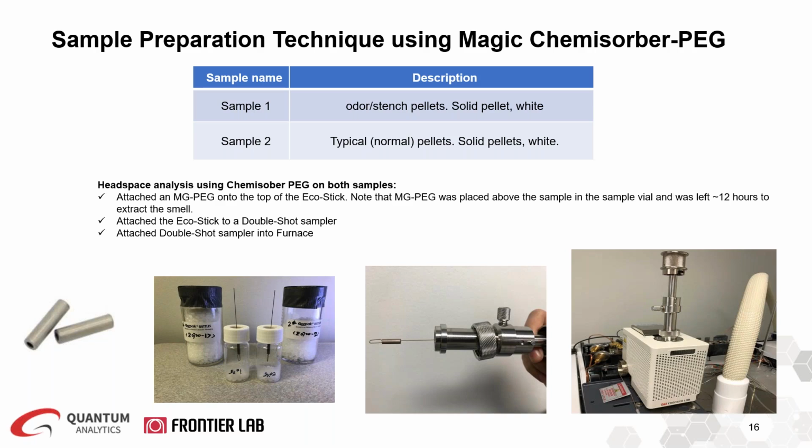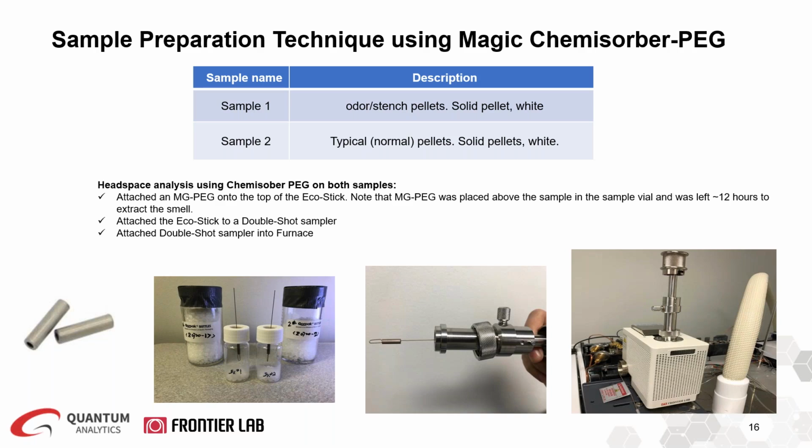But also keep in mind that you could use it for other sampling methods, such as direct immersion in liquid phase or gas sampling. Thermal desorption GC analysis is then performed using the multi-mode pyrolyzer. One more thing I would like to mention about Magic Chemisorber PEG is that it can be reused immediately for the next sample run because it is usually cleaned automatically during the GC analysis.